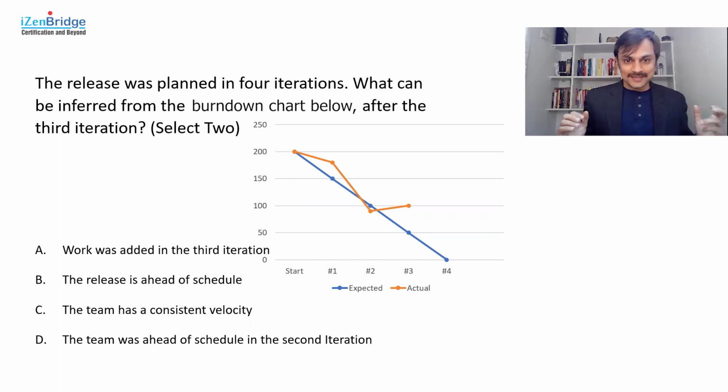Okay. So the options are: work was added in the 3rd iteration; the release is ahead of schedule; the team has a consistent velocity; the team was ahead of schedule in the 2nd iteration. I let you think, choose 2, then we talk about it.